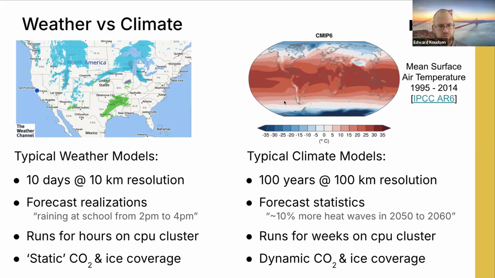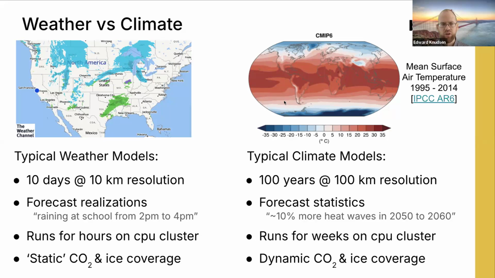On the left are typical numbers from a weather model that you might find on your phone or on your web browser. And on the right are those comparative numbers for climate models. So a typical weather model will run 10 days forward in time at roughly a 10-kilometer resolution. And that means we're getting one temperature data point for every 10 by 10 kilometer square in the US. Climate models, by contrast, typically run 100 years forward in time.